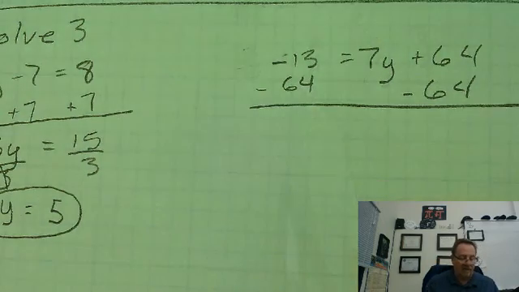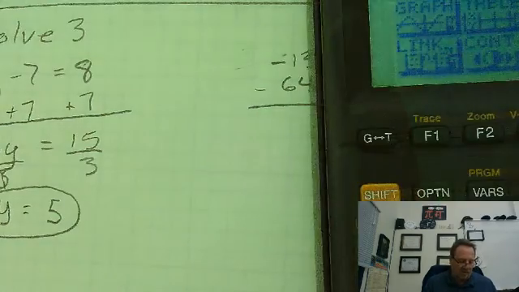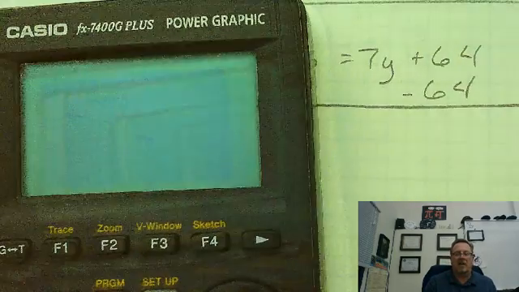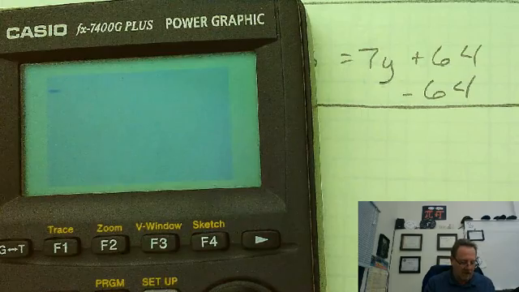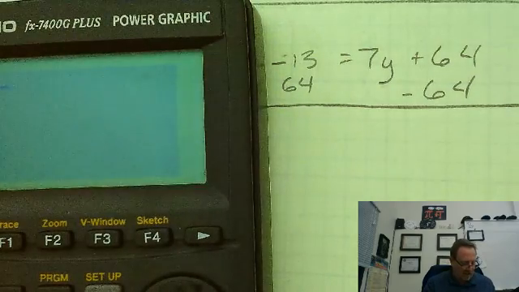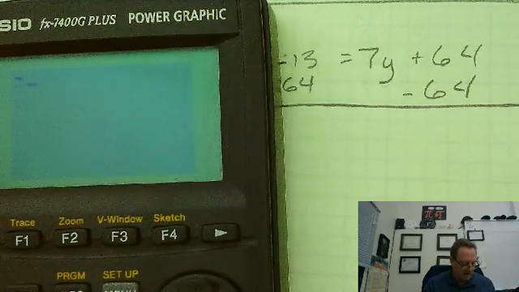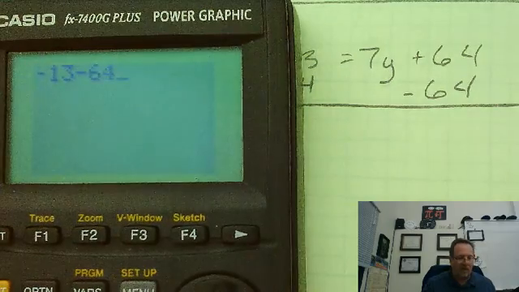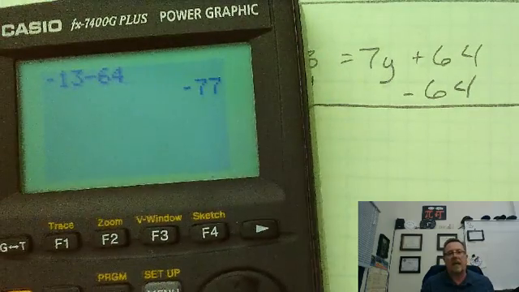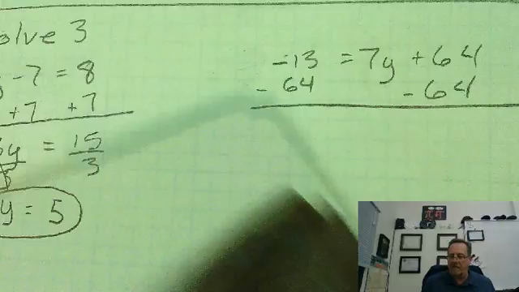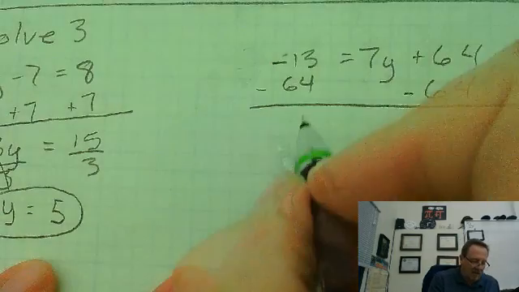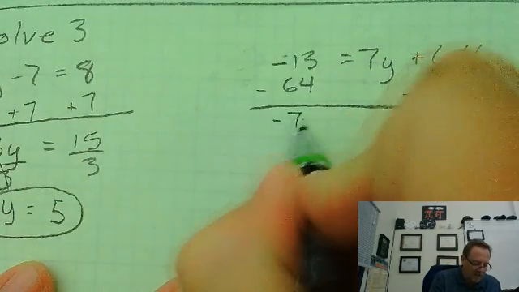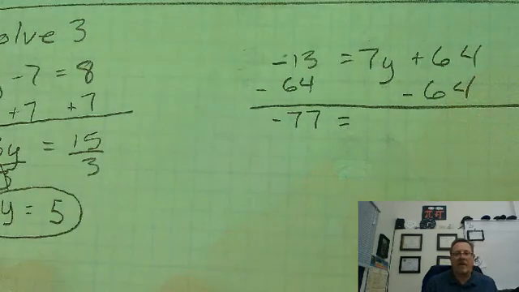Now, negative 13 minus 64. When you get tough problems like that, you always take out your calculator. Everybody should have their calculator. And we're going to do a negative 13 minus 64. All right. That gives us negative 77. Still have our equal sign.